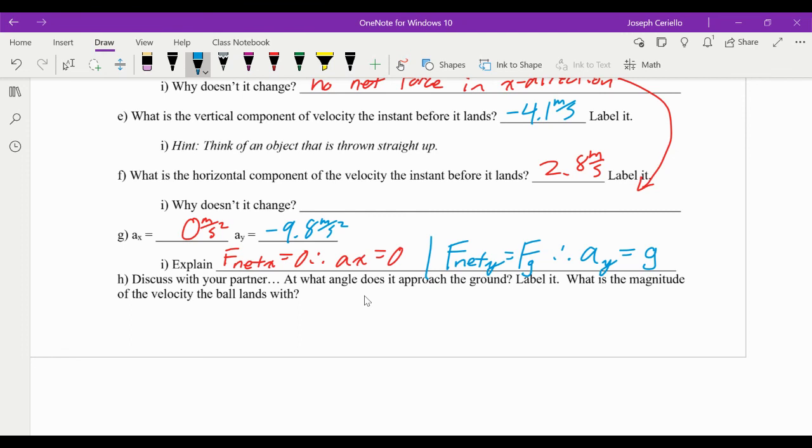So just a little concept question. At what angle does the ball approach the ground? Label it. What is the magnitude of the velocity the ball lands with? So there's some beautiful symmetry to this question. If an object is thrown at 5 meters per second at an angle of 56 degrees, it goes through the air. When it lands, as long as it's landing at the same height, its velocity is now 5 meters per second, and its angle is 56 degrees. Its velocity did change throughout the whole flight, but when it lands, it has the exact same velocity it had when it was launched and approaches at the exact same angle.